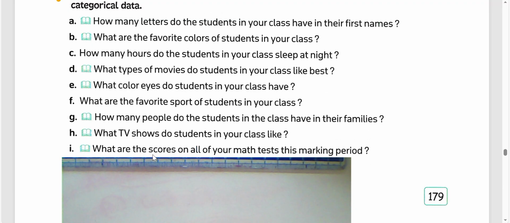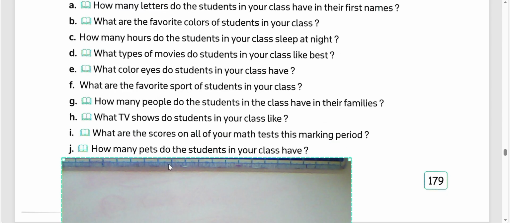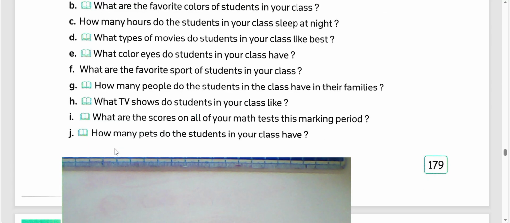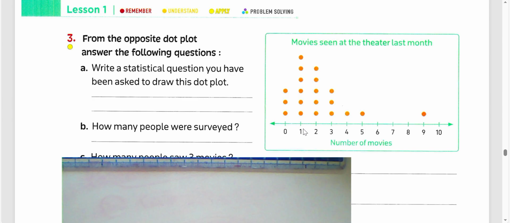What are the scores on your own family made tests in the marking period? He asked about the scores like 3, 4, 5. It will be numerical data. How many bets or students in your class? It will be numerical data. How many bets? It will be numerical data. Okay.